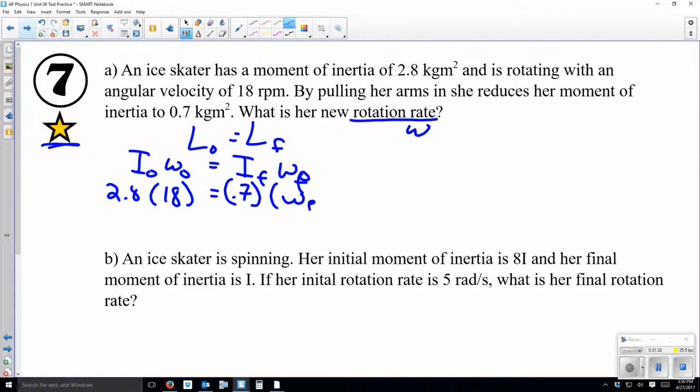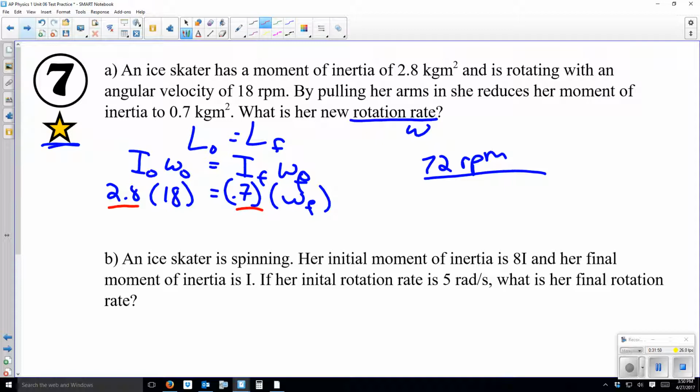And that makes sense. It should be a bigger number, right? If we decrease our moment of inertia, that means that it's easier for us to spin. We spin faster. So if we decrease that, we have to increase the speed at which we rotate in order to keep that momentum the same.